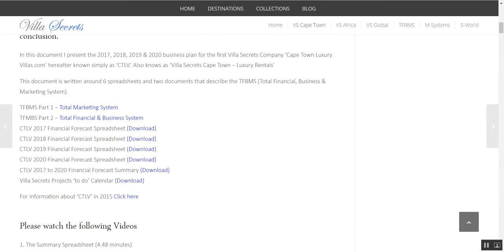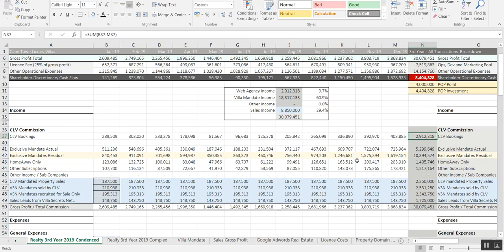Okay, let's get back to the spreadsheet. So we've had a look at income stream one, which is the villa rentals. Now we're going to get into the mandates, and look at the amount of money that the mandates make. Here, 5 million, we're suggesting, from the actual villa bookings.